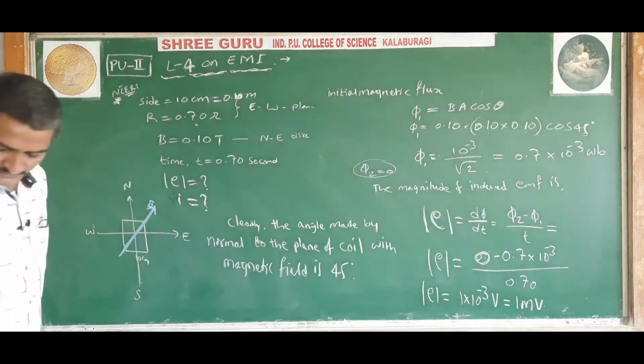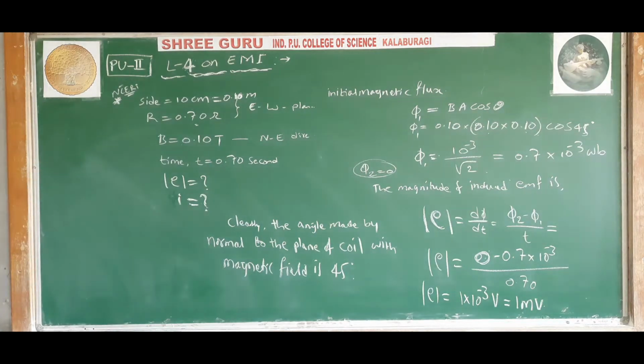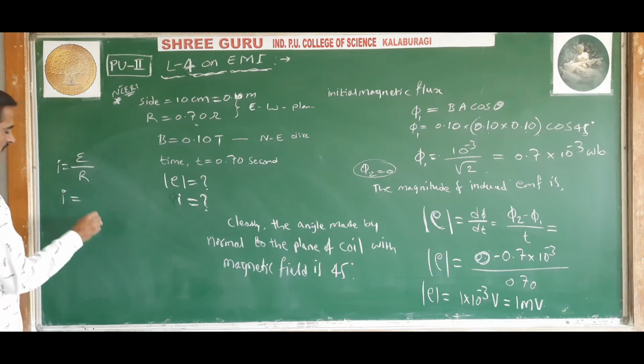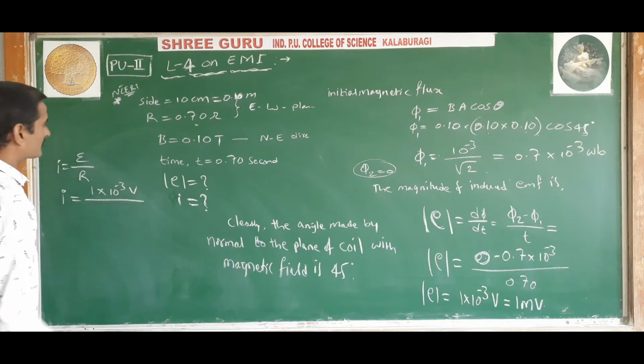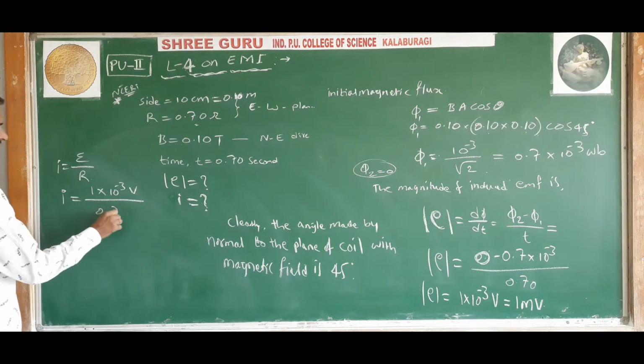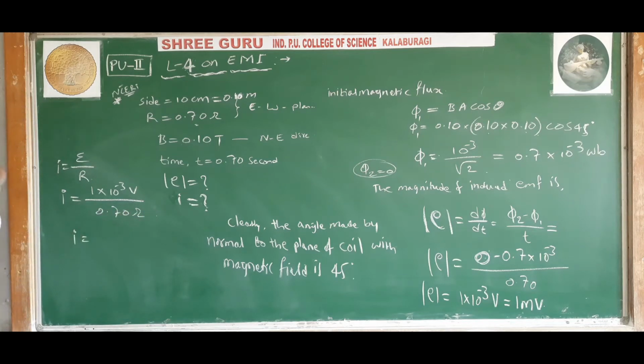And the magnitude of induced current. Now let us find the magnitude of induced current. Induced current is given by induced EMF divided by resistance. The induced EMF is 1 into 10 to the power minus 3 volt and the resistance is 0.70 ohm. So I is equal to 1 divided by 0.7 into 10 to the power minus 3.